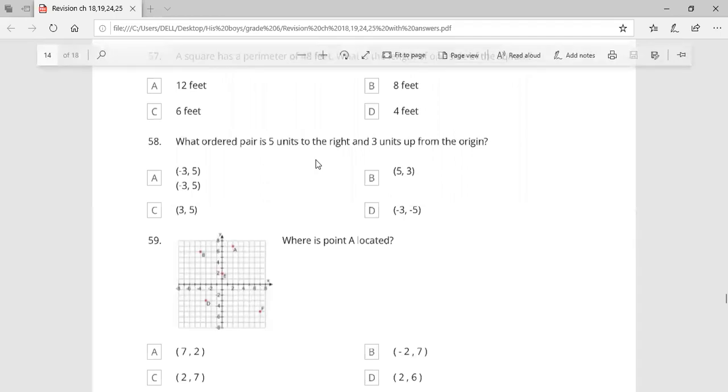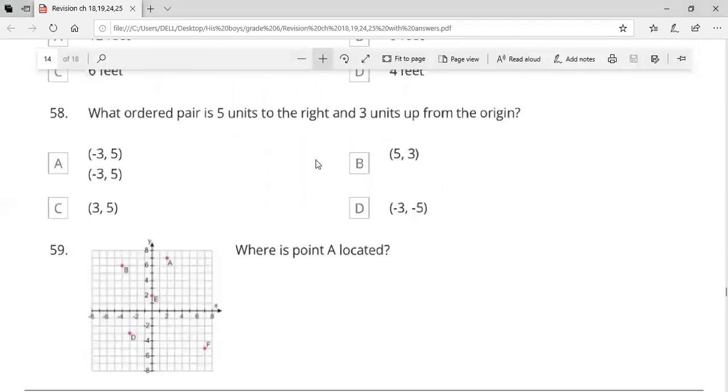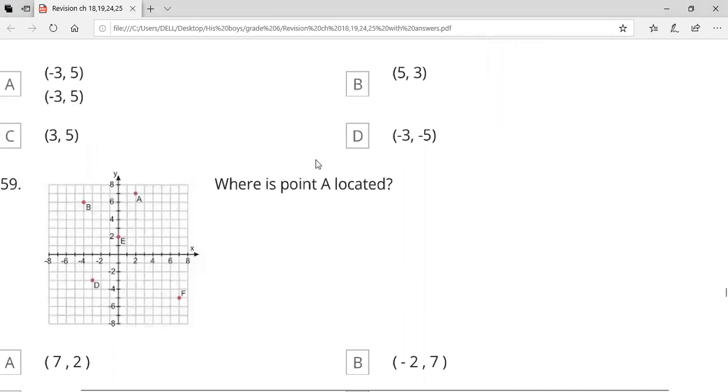The next one. What is the point A located? Here we have to know that I start from X and go up to Y. I can't change the order of the pair: X and Y, not Y and X. I start from X, here is 2, and up to what? To 7. The answer is going to be (2, 7).